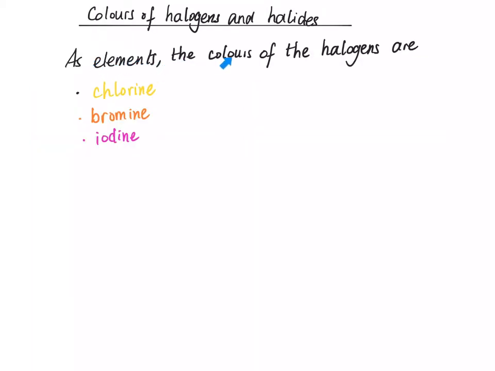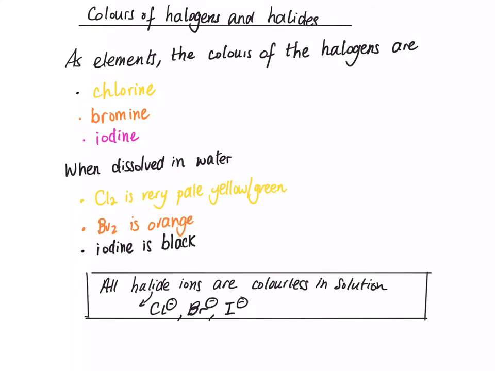So as elements, the colours of the halogens, as in the previous slides, is chlorine is kind of yellow-green, bromine is orange, iodine is purple. So when dissolved in water, chlorine is a very pale yellow or green colour, bromine is orange, and iodine is brown or black depending on the concentration.